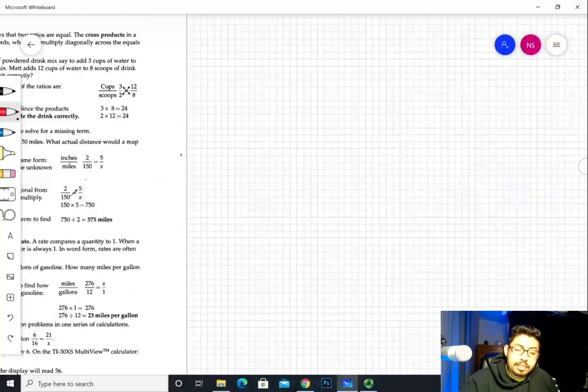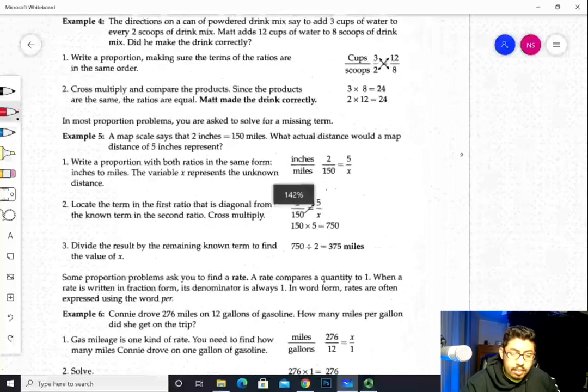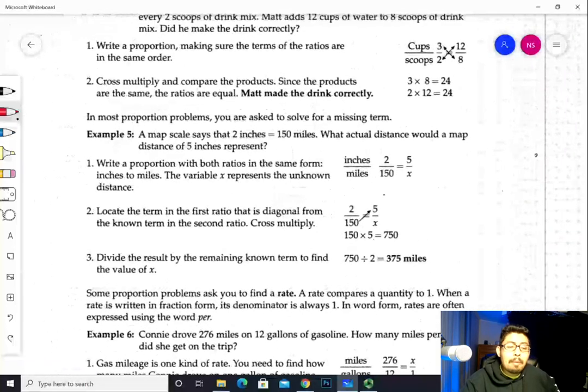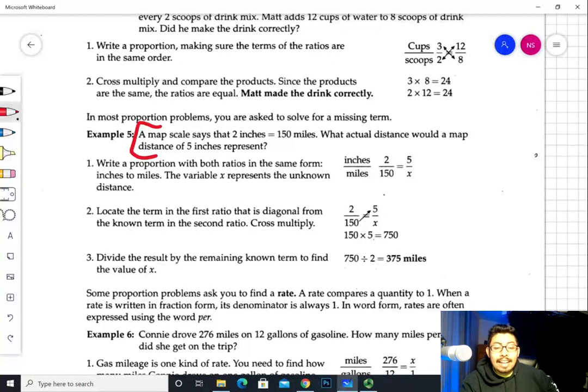This is the hard part, is me writing everything. Let's see if they have any good examples here. Oh, this is a good one right here. A map scale. I'm reading right here, by the way. A map scale says that 2 inches equals 150 miles. What actual distance would a map distance of 5 inches represent?